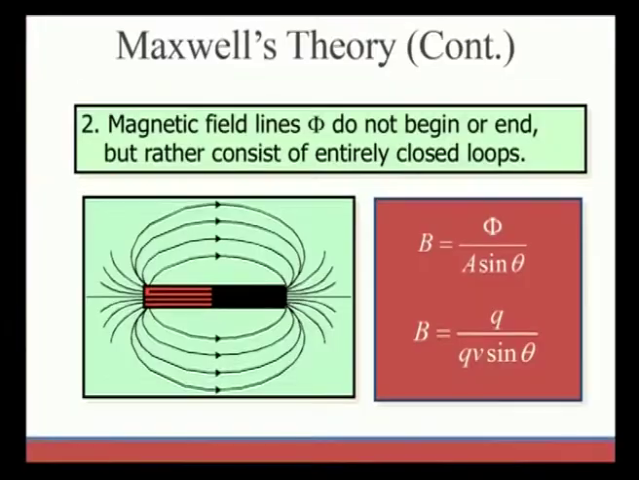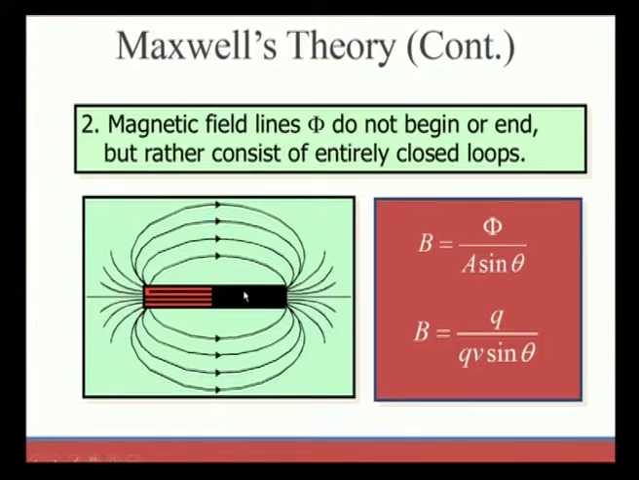The next basic concept for Maxwell's theory is that magnetic field lines do not begin or end, but rather consist of entirely closed loops. So, it comes to the magnetic field now. We know that the magnetic field lines move from north to south, N to S. They do not begin or end, but consist of entirely closed loops. There is no end and no beginning for it. So, it forms a closed loop like this.